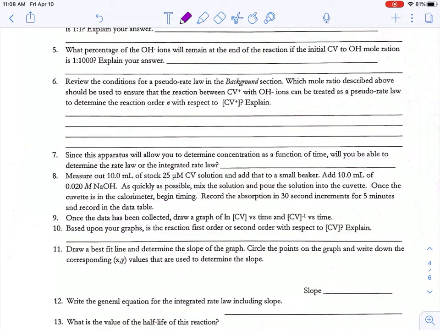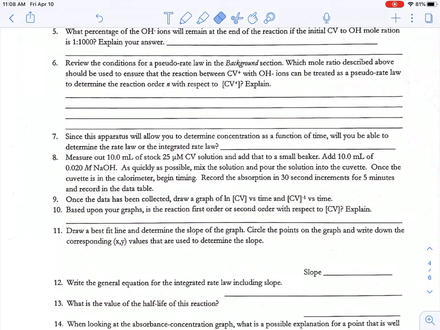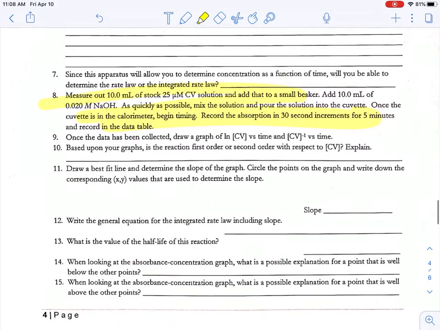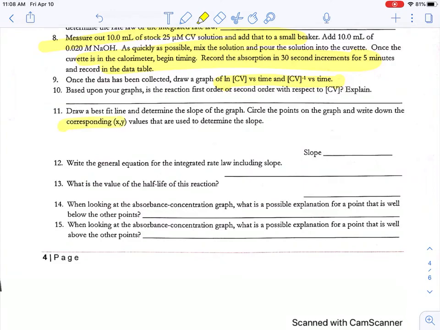What you should see, and here are the actual steps in the instructions: this is the data that I've given you down below. Then you're going to generate this. Then you're going to draw the line of best fit. Again, I want to see the calculations here. Then I'm going to give you a hint. This should be first order, because the natural log is going to be more linear.